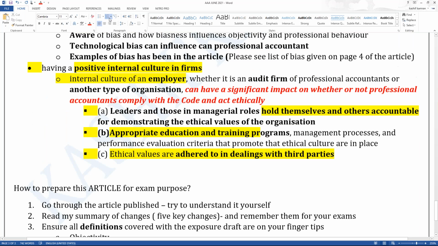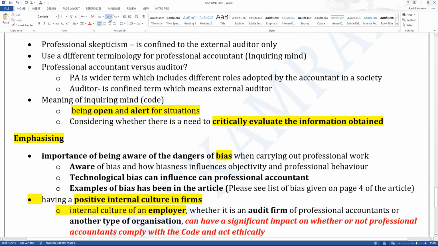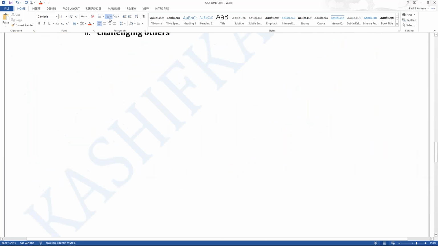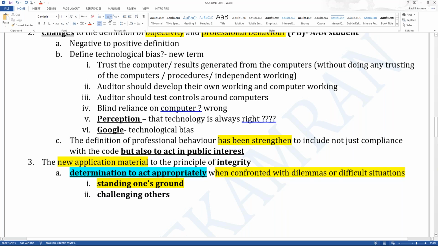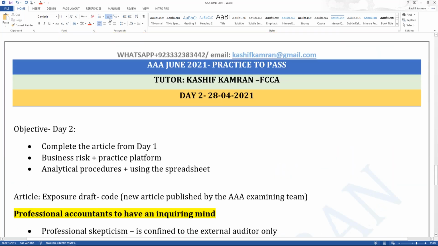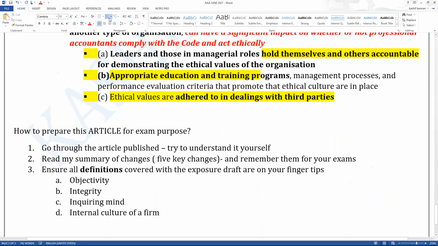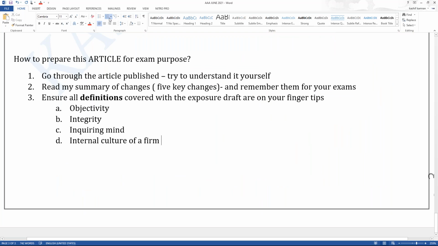And even we got through a definition, if I'm not missing it. Just let me confirm that from my previous day. Okay, we got the definition of integrity yesterday. So that's the two definitions, right? So definitions of objectivity, integrity, inquiring mind, and internal culture of a firm. So you should ensure that you covered all the definitions, and you should just read through my summary and have the changes on your mind.